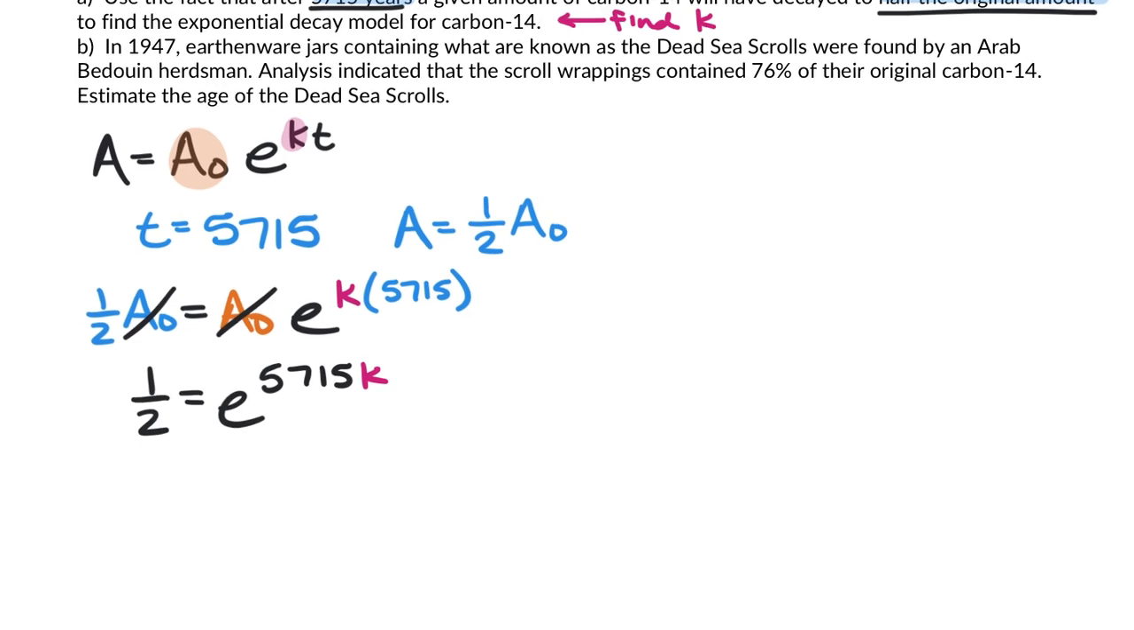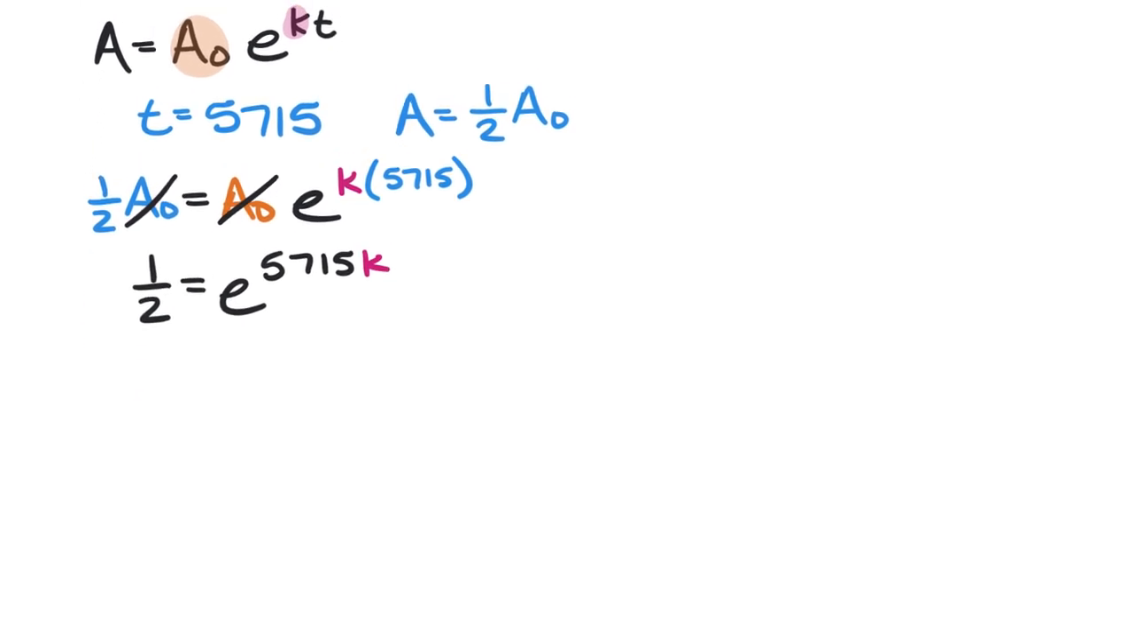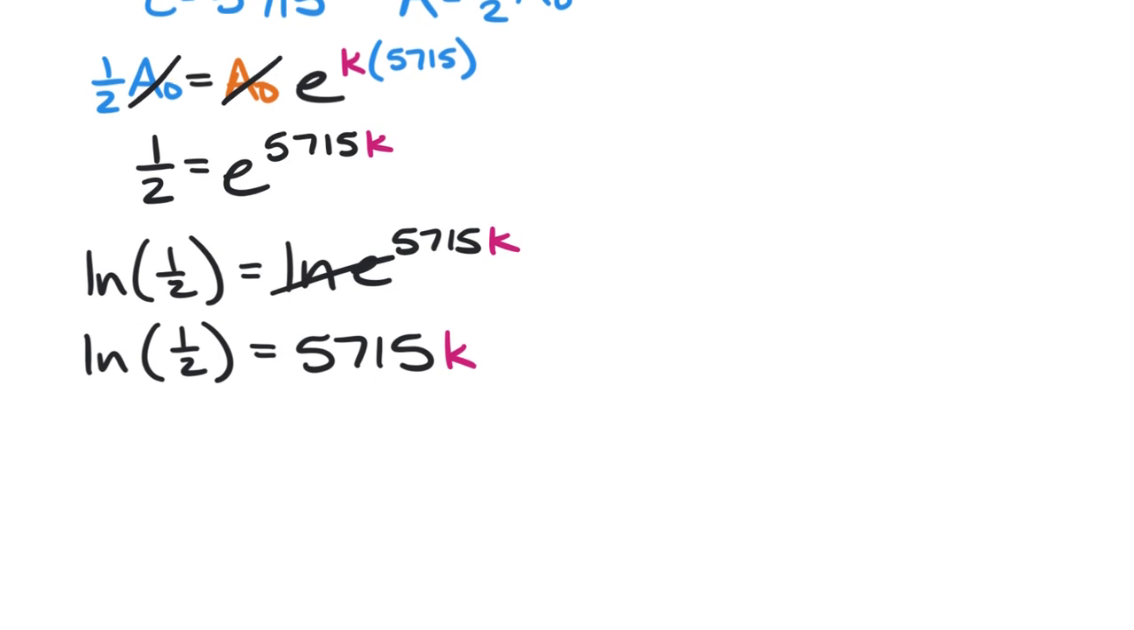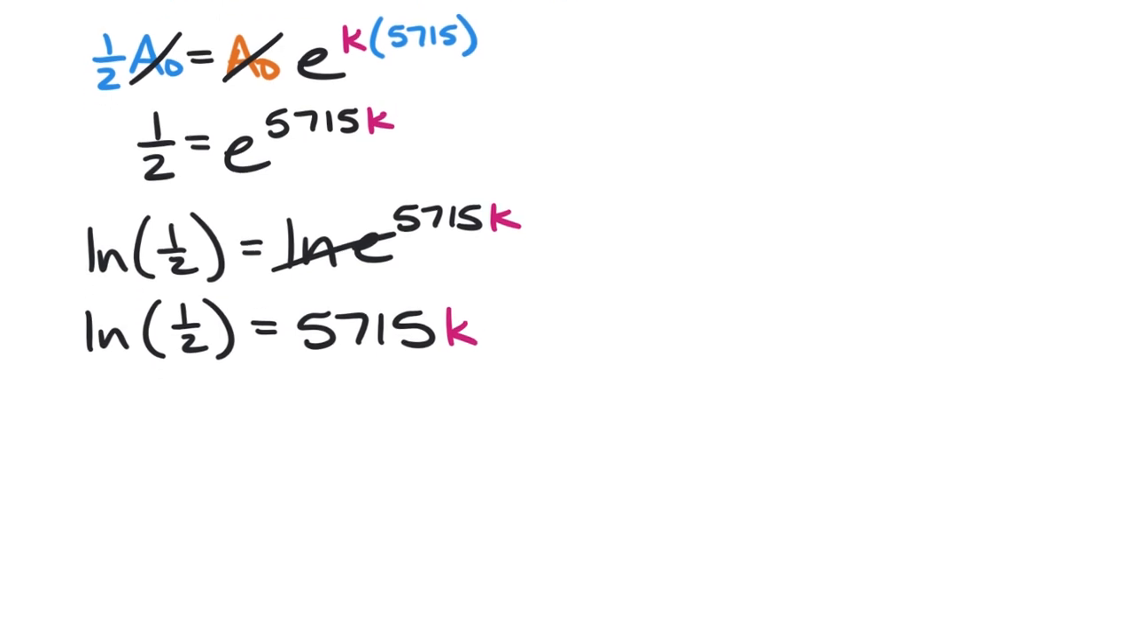We use our skills to solve for k. So after we divide, we have the base with the power isolated. We take the natural log of both sides. So we're doing the natural log of 1/2 equal to the natural log of e to the 5715 times k. But we know the natural log and the e are going to cancel. So I have the natural log of 1/2 equal to 5715 times k. And I can do one final step like I've done in all of these processes and divide by 5715 to get the value for k.